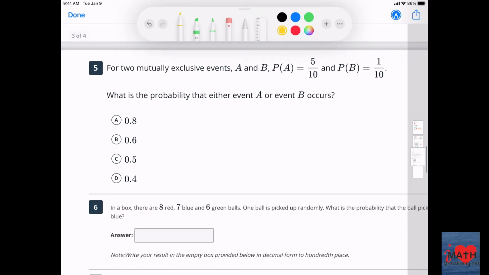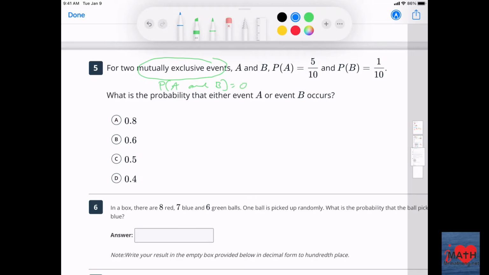Number 5. For mutually exclusive events, A and B, the probability of A is 5 over 10, the probability of B is equal to 1/10. What is the probability that either event A or B occurs? Okay, so mutually exclusive events mutually agree not to happen. So basically, the probability of A and B happening at the same time is equal to 0.